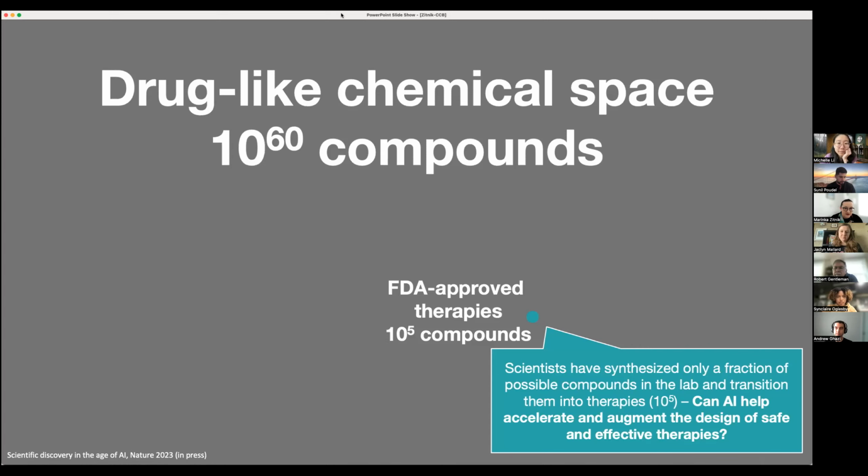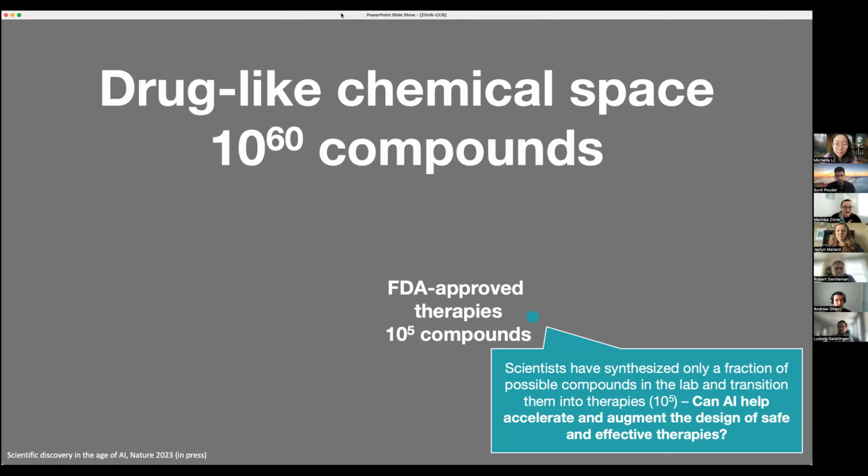Many of these research directions are motivated by the fundamental observation that the space, in particular the chemical space of drug-like molecules, is incredibly large. It's so large that we are unlikely to ever be able to exhaustively enumerate and test it all. And within this massive space of chemicals, the number of FDA-approved therapies and compounds is really small.